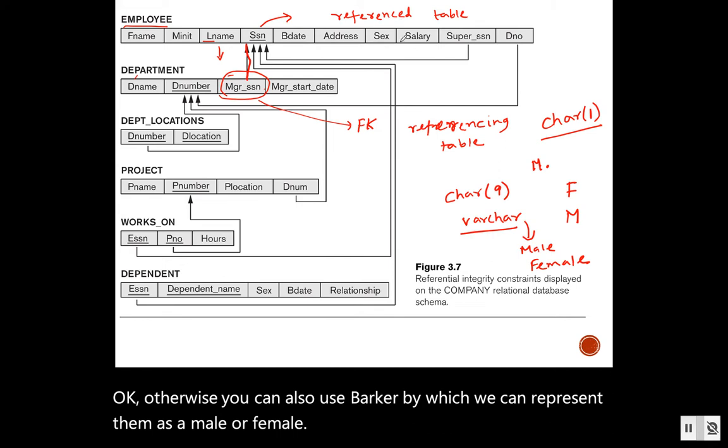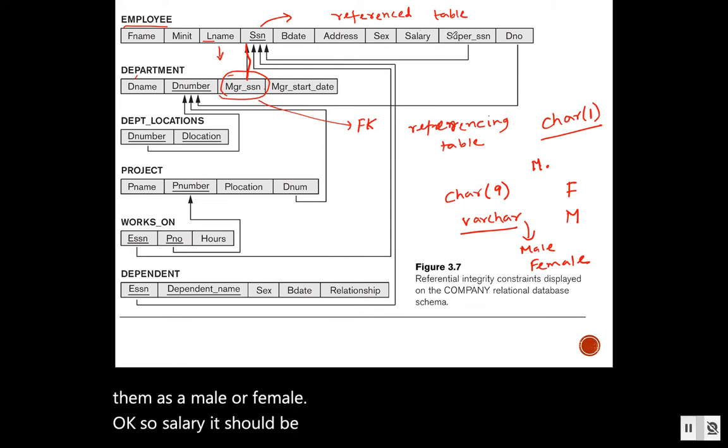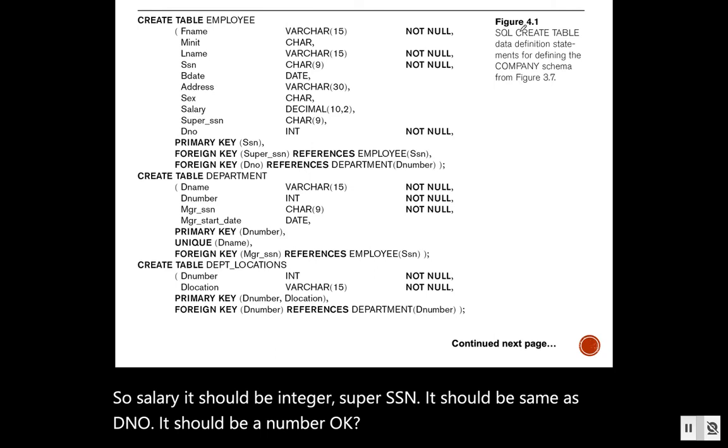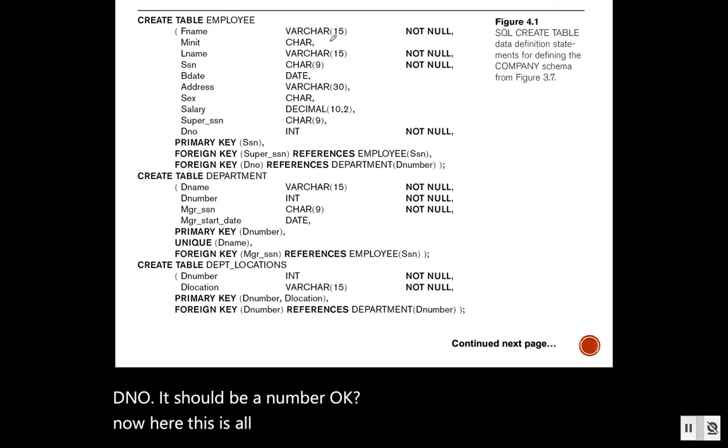Okay, so salary, it should be integer. Super SSN, it should be same as SSN. DNO, it should be a number. Okay, now here this is all given. You can see that fname, it's varchar. M init, we're saying it's just a character.